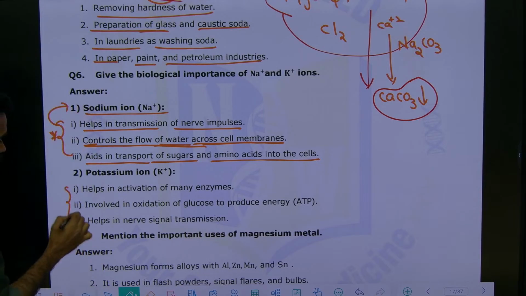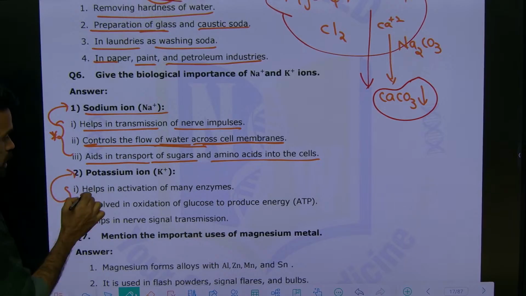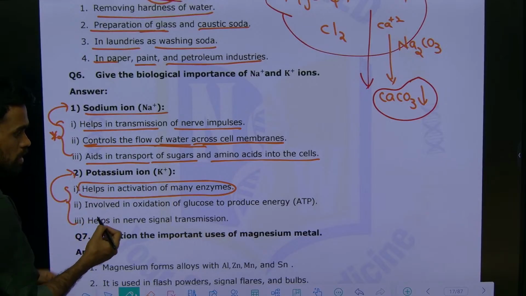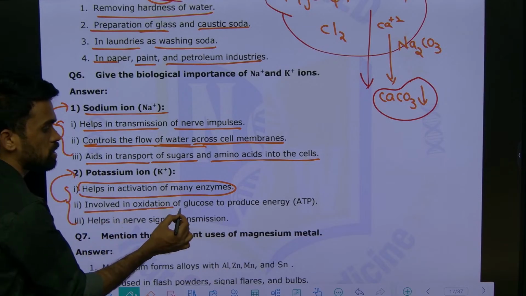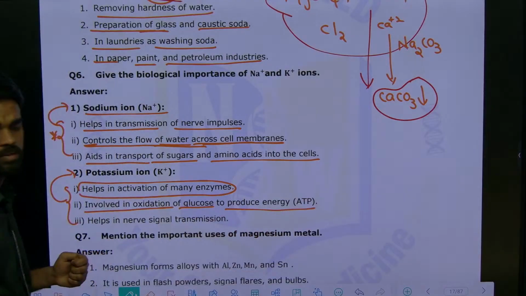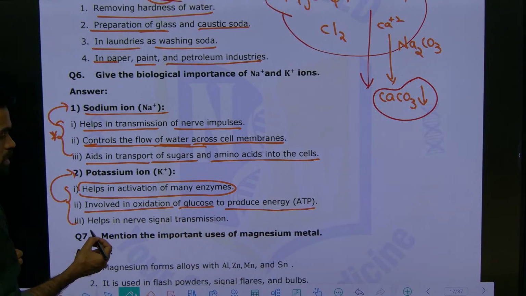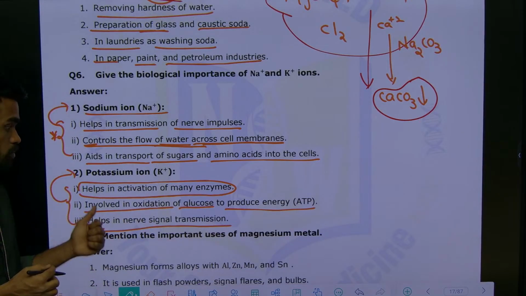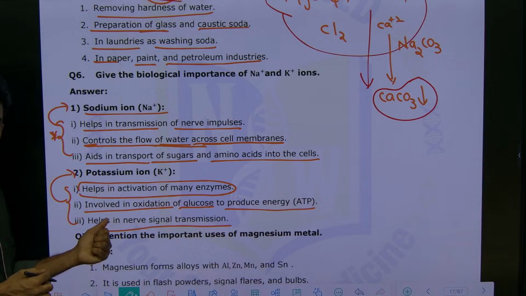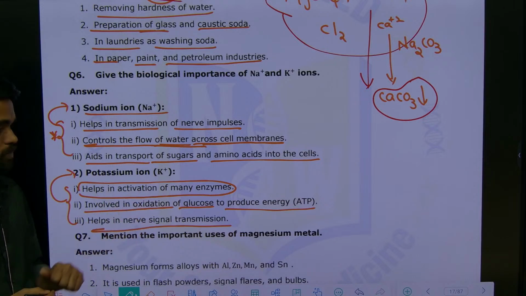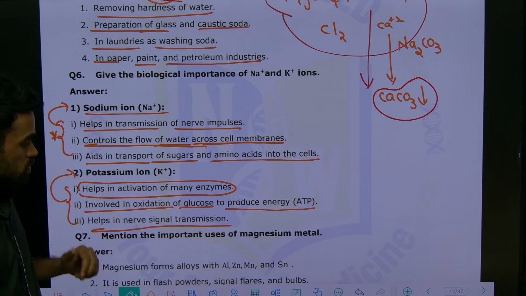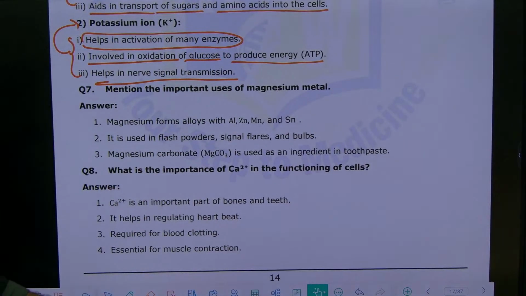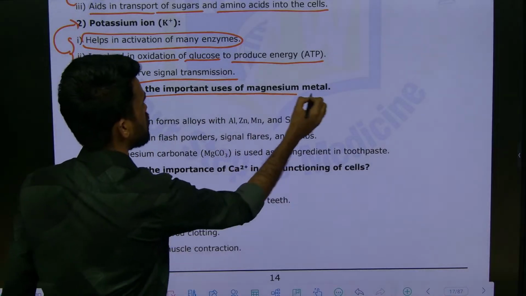Similarly, we have 3 important applications for potassium ion. It helps in activation of many enzymes. Potassium ion is involved in oxidation of glucose to produce energy. Next, it helps in signal transmission. Remember these three points for each of the ions. Next, mention the important uses of magnesium metal.